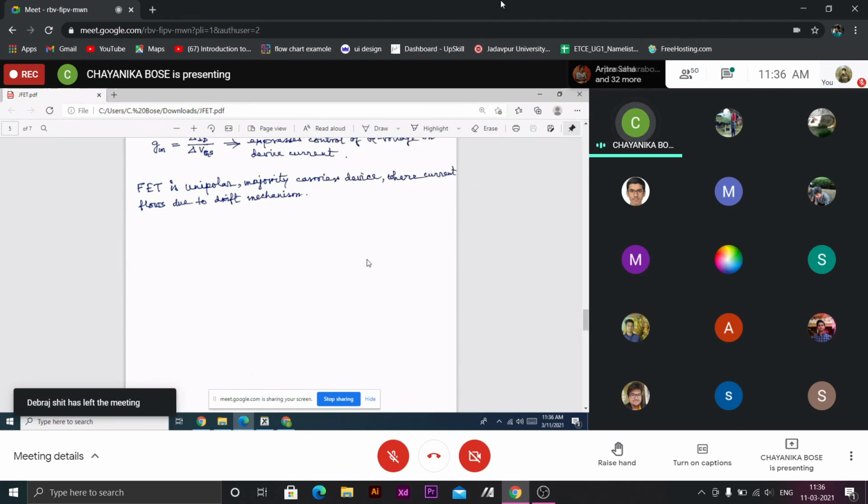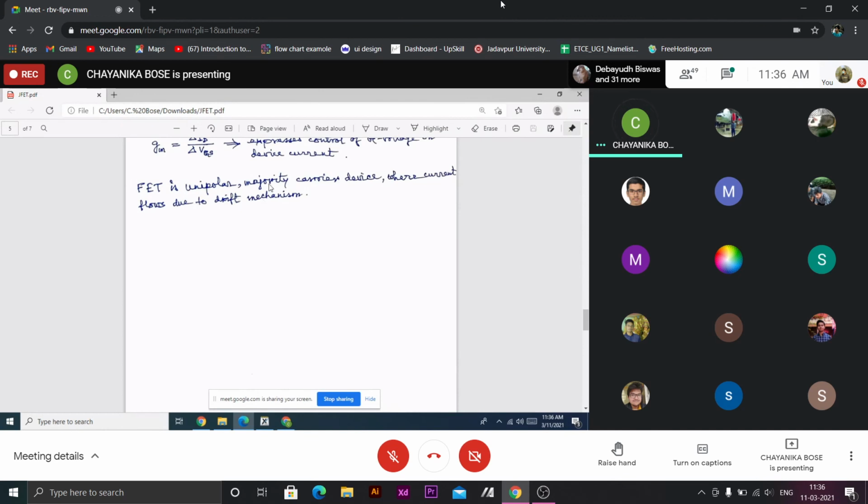Both types of carriers are instrumental for its operation, because one type of carrier is injected into the base and they recombine with the other type of carrier. And the final current depends on both of these. Base transport factor and emitter injection efficiency, both will control the gain. So in a BJT, both types of carriers are responsible for transistor action. So that is a bipolar device.